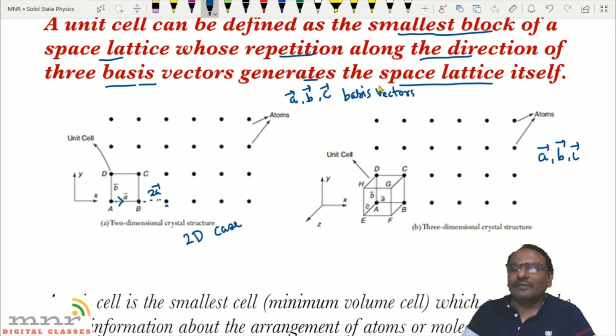unit cell. Now observe here, this represents the cube A, B, C, D, E, F, G, H, the smallest possible building block that can be obtained for this space lattice, and it is called a unit cell. When this unit cell is repeated in the three directions, that is in the direction of basis vector A bar, in the direction of basis vectors B bar and C bar, that will generate the entire crystal structure.